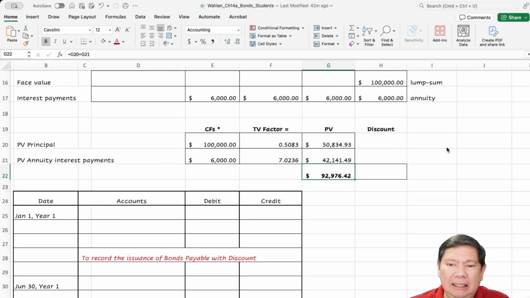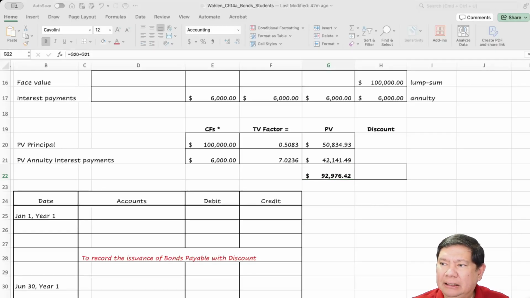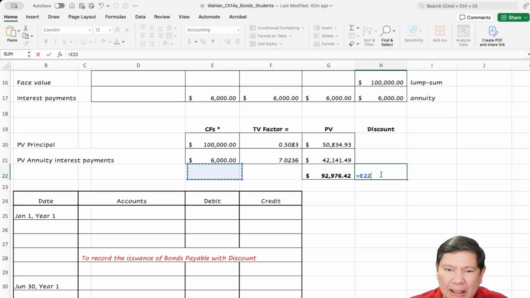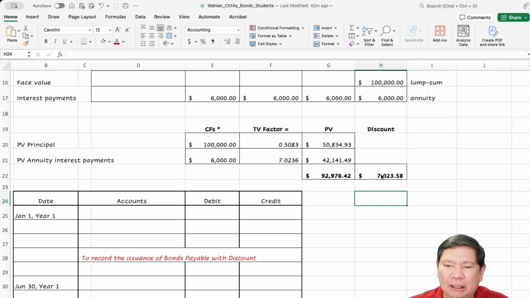It shows 92,976.42. So that means we can calculate the discount. The discount is the difference between the face value and the price. So 7,023.58. So that's the discount from the bonds that we need to amortize.